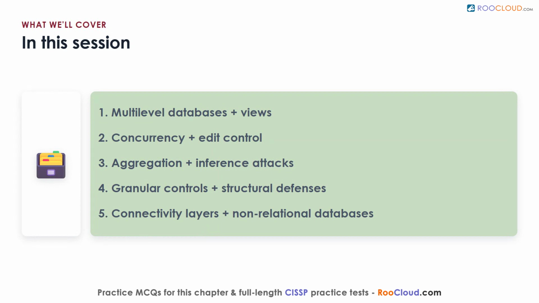We'll answer several questions. How do you secure a database holding many classification levels? How does concurrency protect data during simultaneous edits? What are aggregation and inference attacks? What granular controls tighten access? How do you defend against those clever deductions? And what do connectivity layers and non-relational databases change?